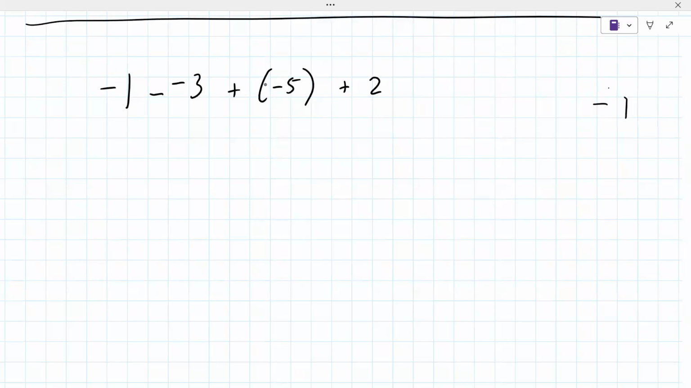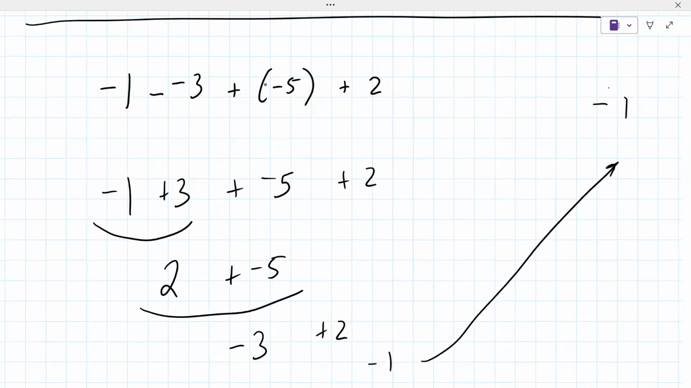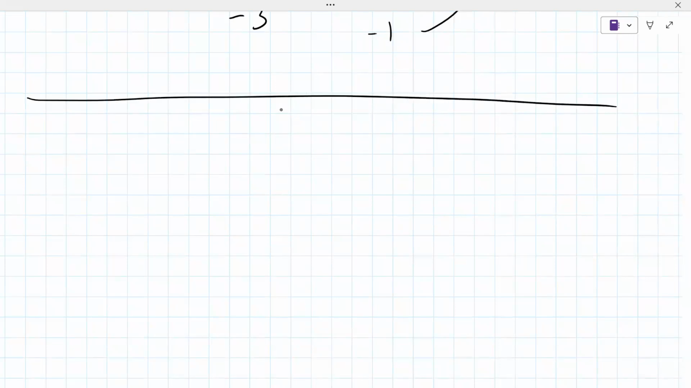Okay. So this is really -1 plus 3, plus -5 plus 2. So the first one here is 2. Yes, that's what I got. And then I did plus -5 plus 2. So those two equaled -3 plus 2, which equaled -1. Good. Really good. You're doing great here. So let's look at some more here.